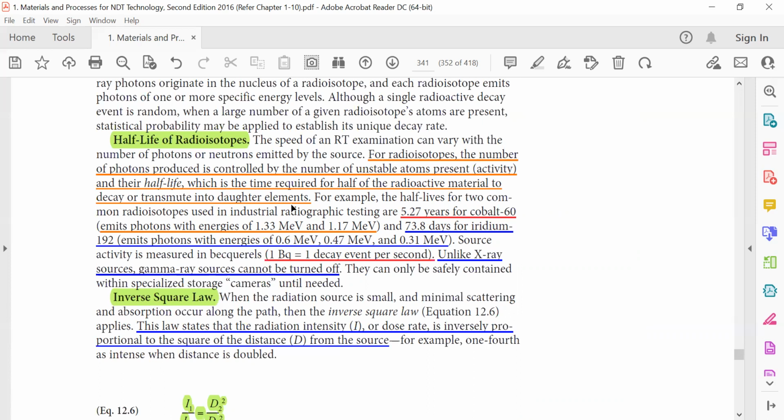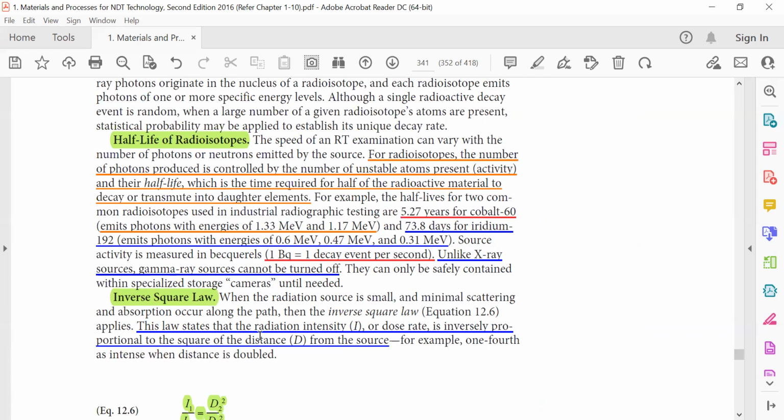5.27 years for cobalt-60, which emits photons with energies 1.33 MeV and 1.17 MeV. 73.8 days for iridium-192, which emits photons with energies 0.6 MeV, 0.47 MeV, and 0.31 MeV. Source activity is measured in becquerels. 1 becquerel equals 1 decay event per second. Unlike X-ray sources, gamma ray sources cannot be turned off.